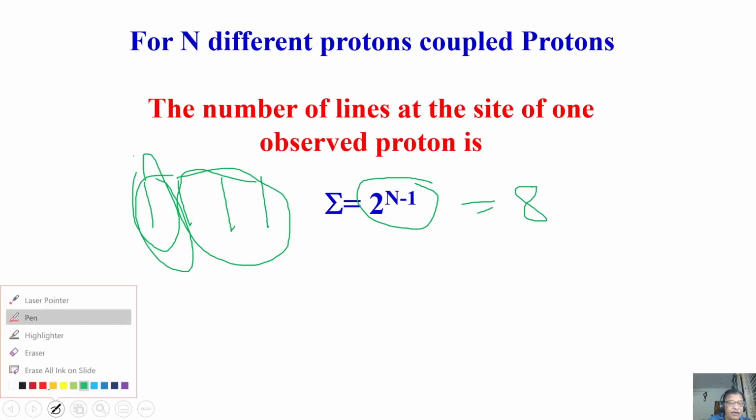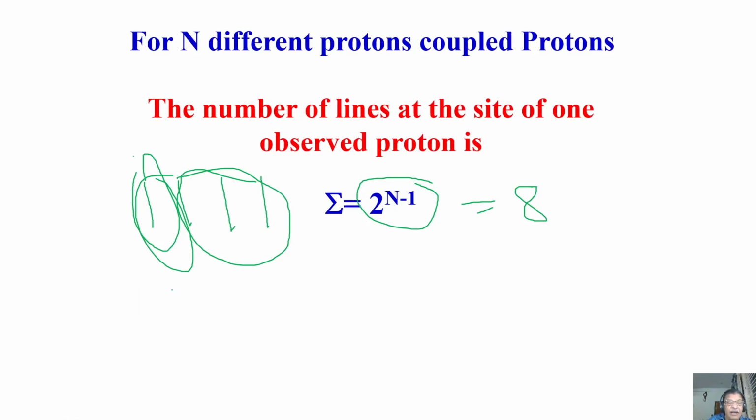Now I am going to take another proton. Now I am looking at this proton. What happened to this proton? Again, it is coupled to the remaining 1, 2, and 3. So 2 to the power of 4 minus 1. There are 4 protons. You have to subtract the 1 because this is what you are observing. You have to consider only the remaining spins. These are the remaining 3 spins. So 4 minus 1, 2 cube. So this also gives 8 peaks.